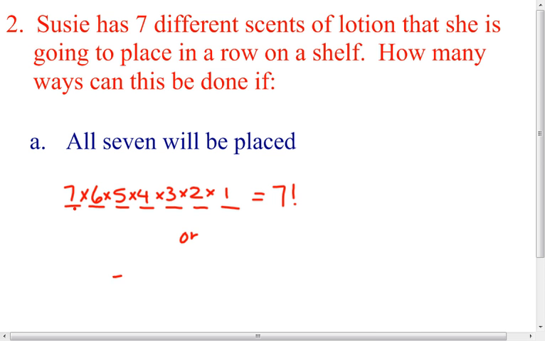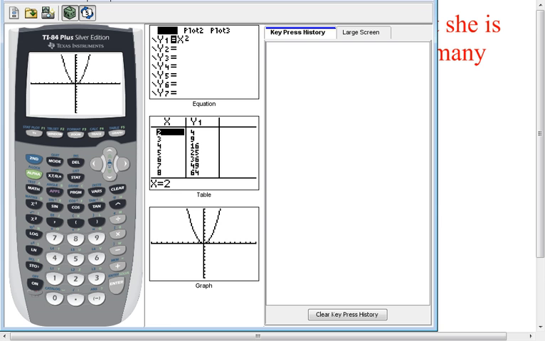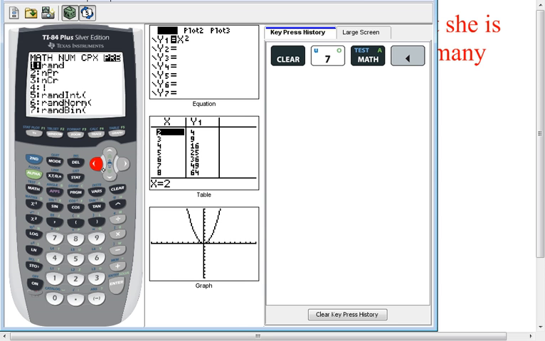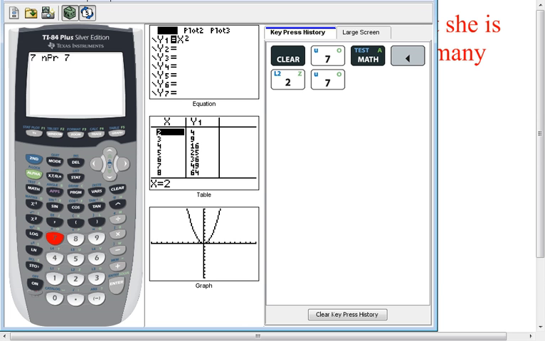Or we could do this. We have 7 objects. It's a permutation because order matters, and we're choosing to place all 7 of them. And I'm going to show you how to do that on your calculator. Okay, so to do that on your calculator, you're going to go to your main screen. You're going to put the 7 in first, the total in first, and then you'll do math, and then over to PRB, and then you want number 2 for permutation, and PR is permutation, and then 7. So 7 objects, you're permutating them, and you're choosing all 7. And so when you do that, you should get 5,040 when you do it that way.